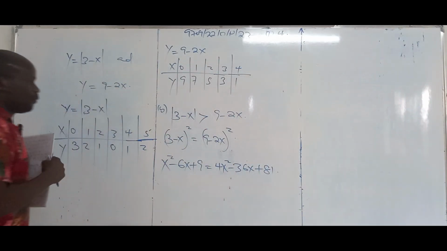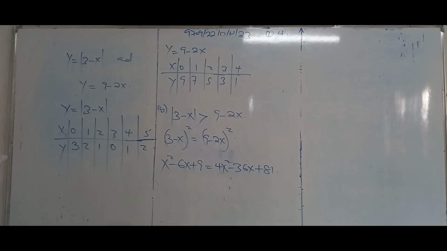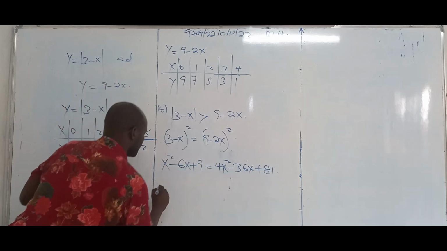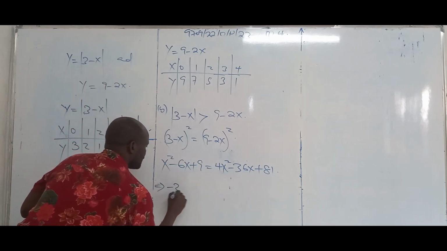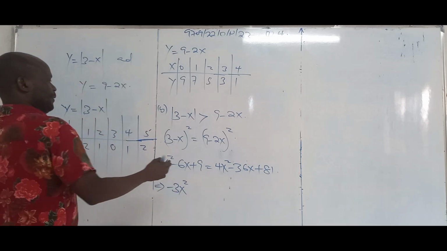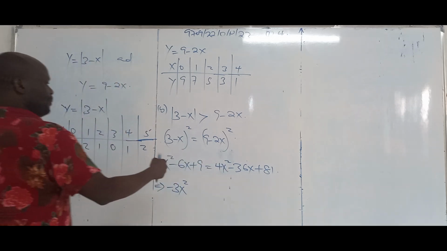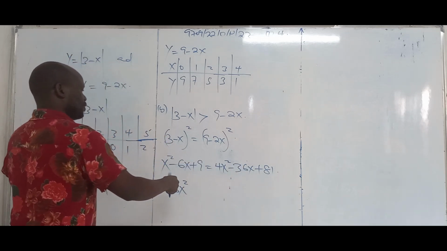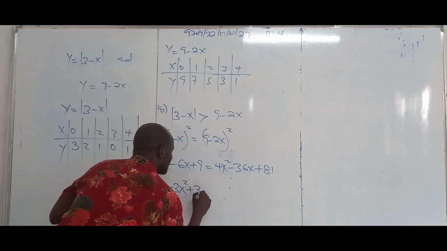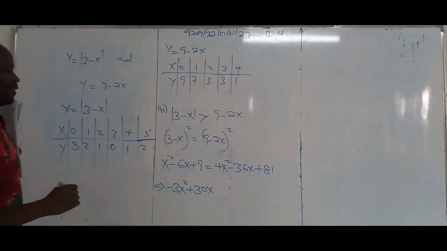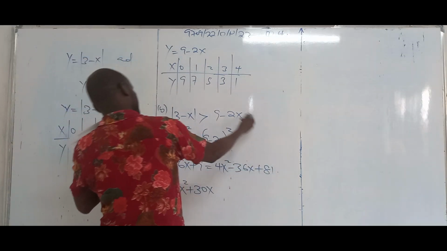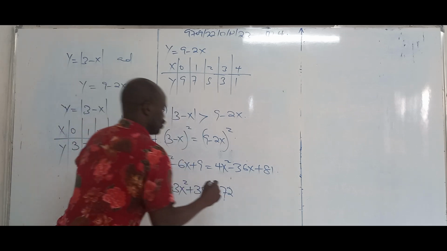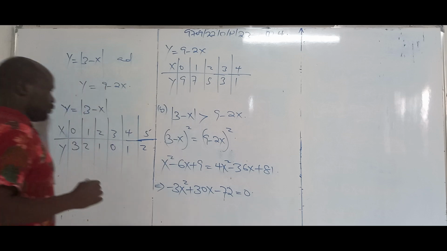Now, having that, we are expected to solve. So I'll bring the like terms. If I bring this end, I'll have minus 3x squared. Because I want a positive, I'll bring this 36 this end, which will be plus 30x. Now this positive 9, I bring 81 this end, so it becomes minus 72 is equal to 0.